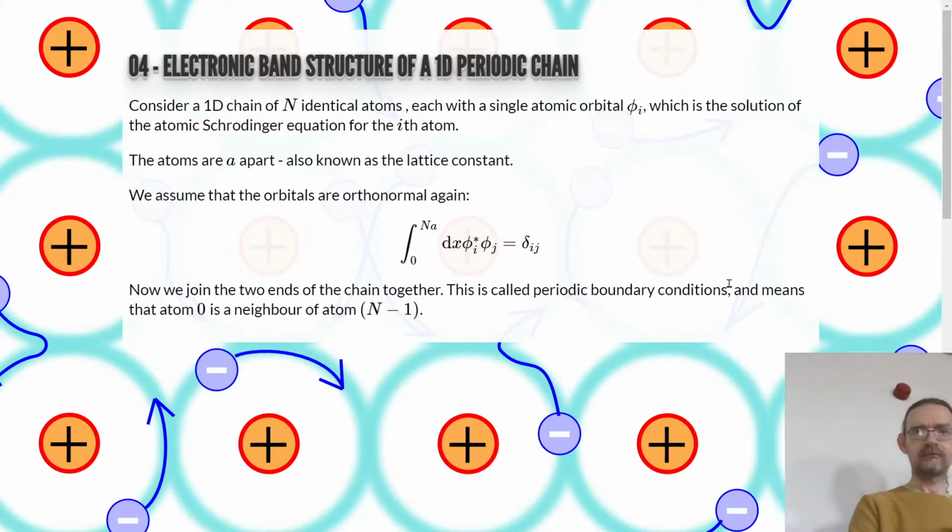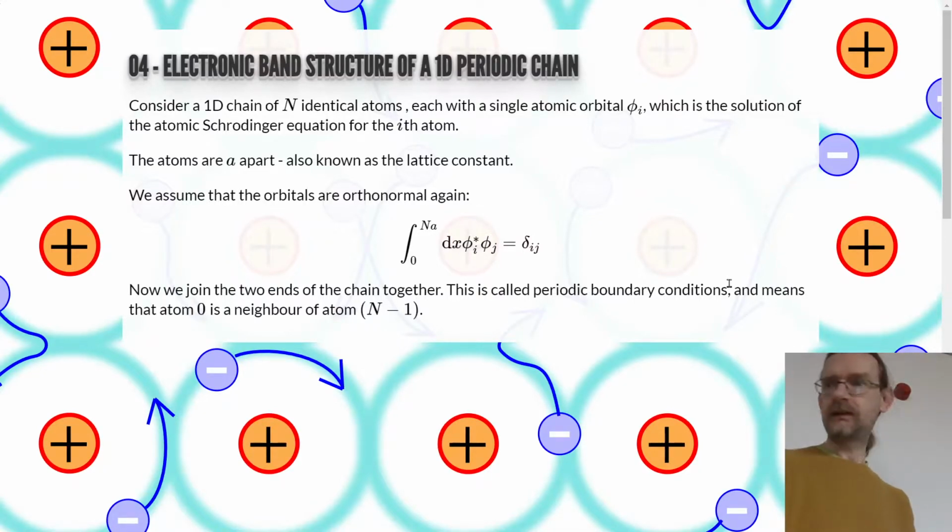Okay, a little bit more notation. So I think I'm just saying what I said. We've got a 1D chain of n identical atoms. Each atom has got an atomic orbital on it, so one of these atomic states that we had from last week. So everything's the same as last week, but it's going to have more of these atoms.